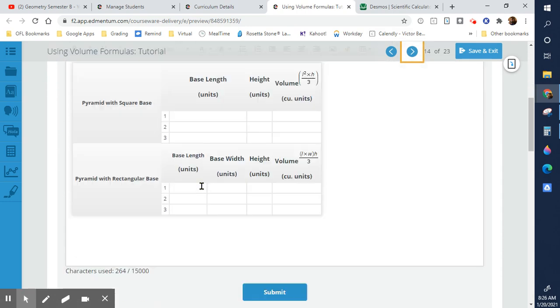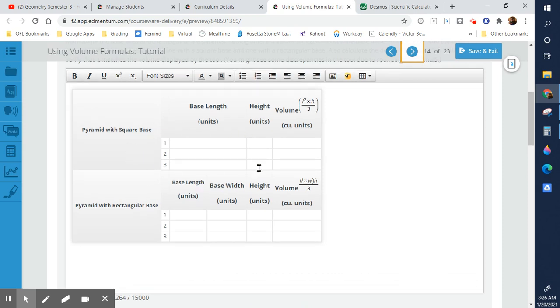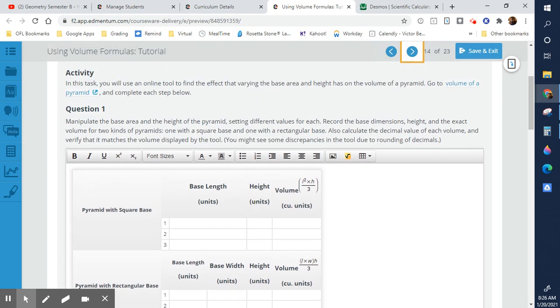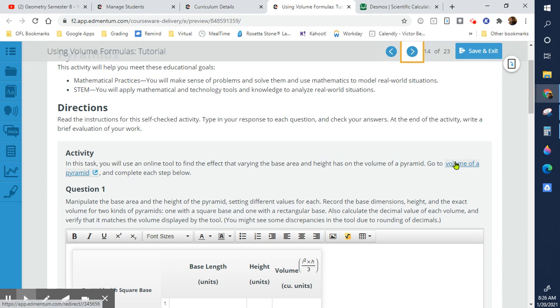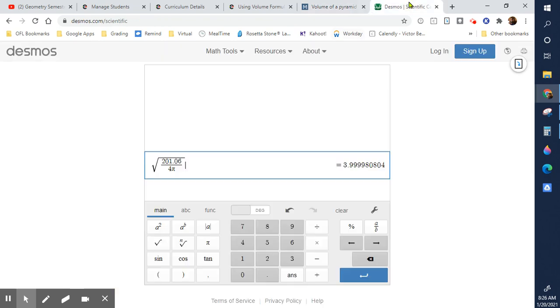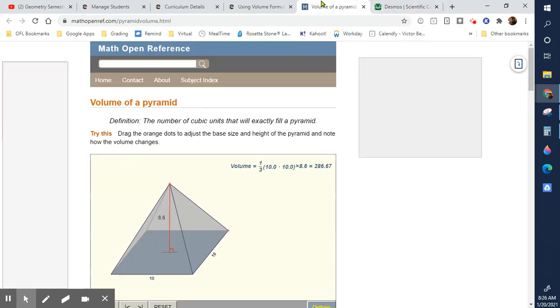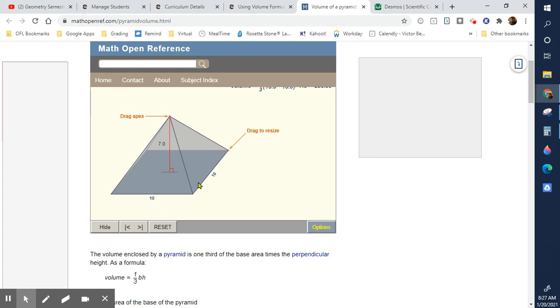All right, so now we're just going to do a square pyramid. So what we can do is we go to this activity here, click on the volume of a pyramid. Let me close, well, I might need that calculator later. So I'm going to do a square pyramid. So this is 10, 10, and 7.